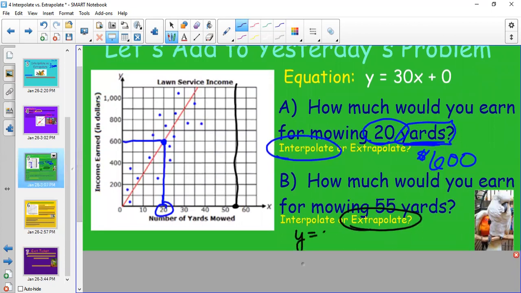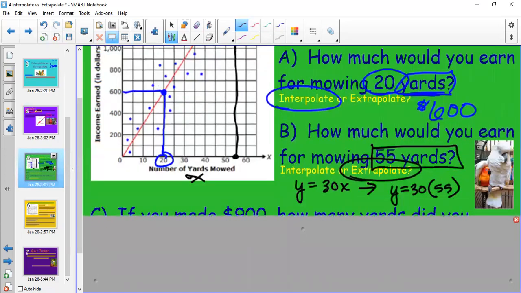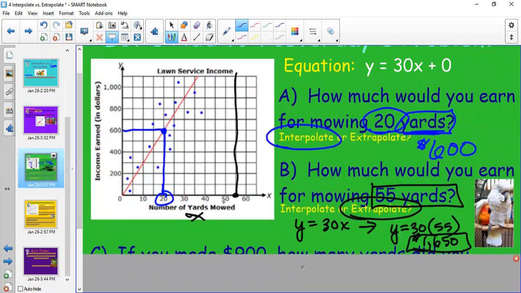Our equation was y equals 30x. Again, I don't need the plus 0, so I'm just going to say 30x. Now, 55 yards is our x, so I'm going to take out my x and plug in 55. So y equals 30 times 55. I'm going to use a calculator to make my life a little easier here. 30 times 55 gives us 1,650. So we would make $1,650. That would be our final answer there. Again, extrapolation goes off the graph. I can't use the graph, I have to use the equation.